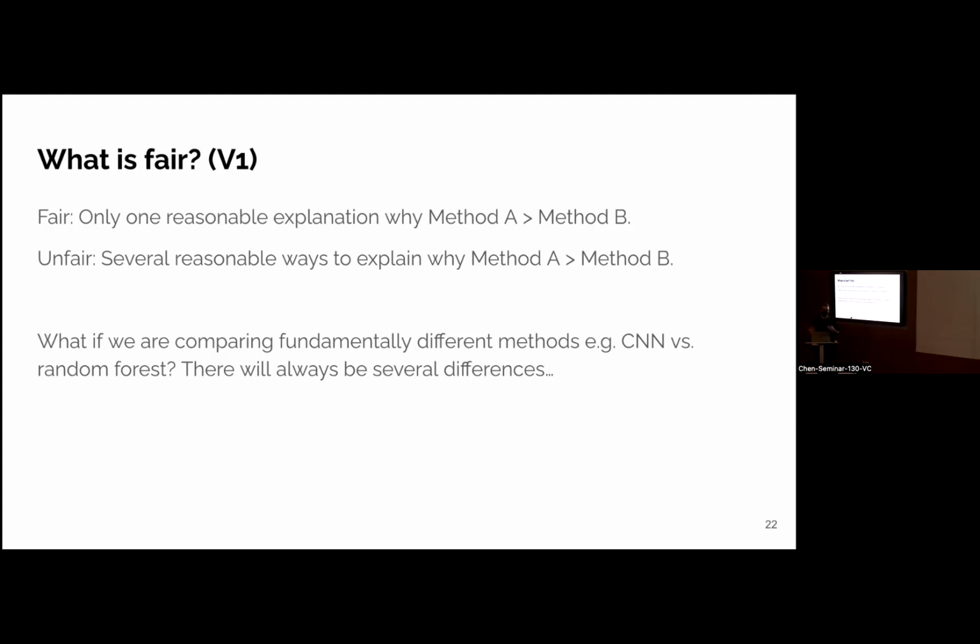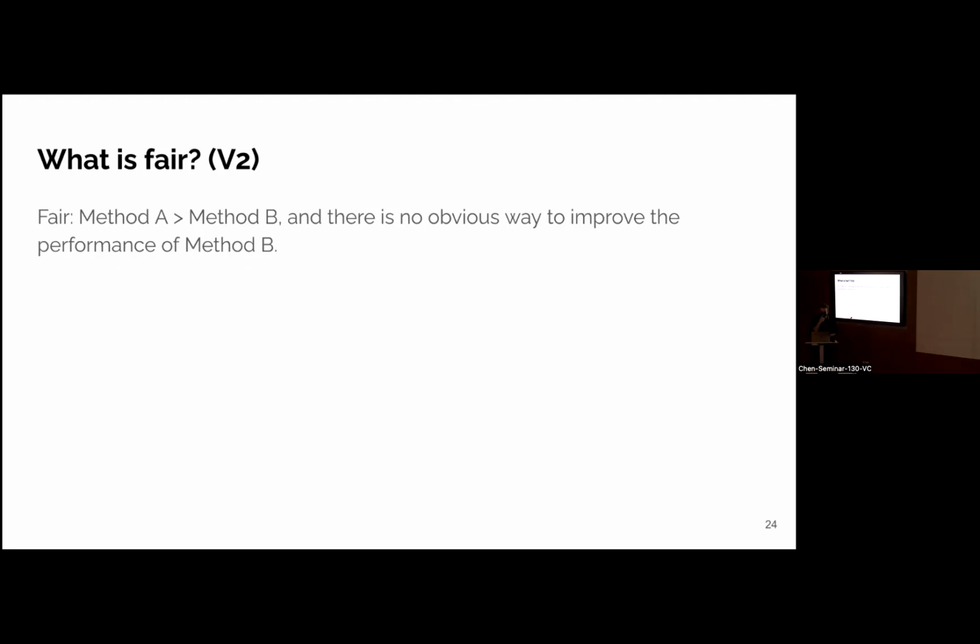So there are some things where you can choose whether to use a neural network or a random forest on the same input data for the same task. The thing I was thinking about was another operational definition of fairness: you see that method A is better than method B, and you can't really think of any way to help method B do better. So method B might be your random forest, and if it underperforms the CNN, it's not because you did a bad job building the random forest; you've done everything you can, and this is as good as you can make it.